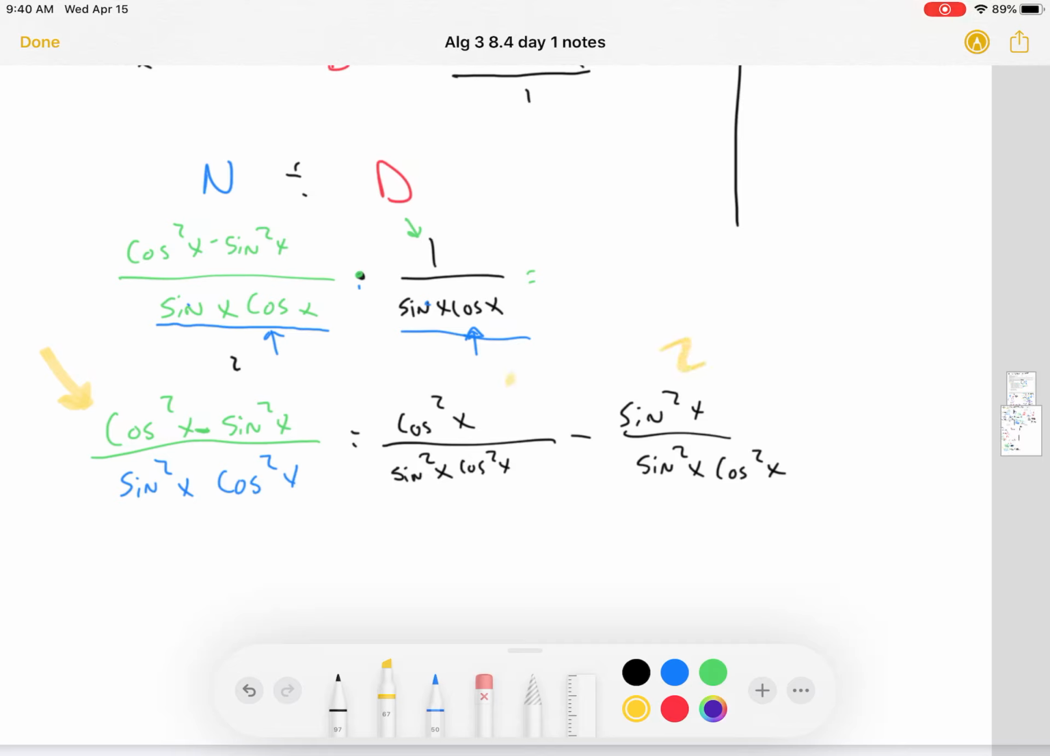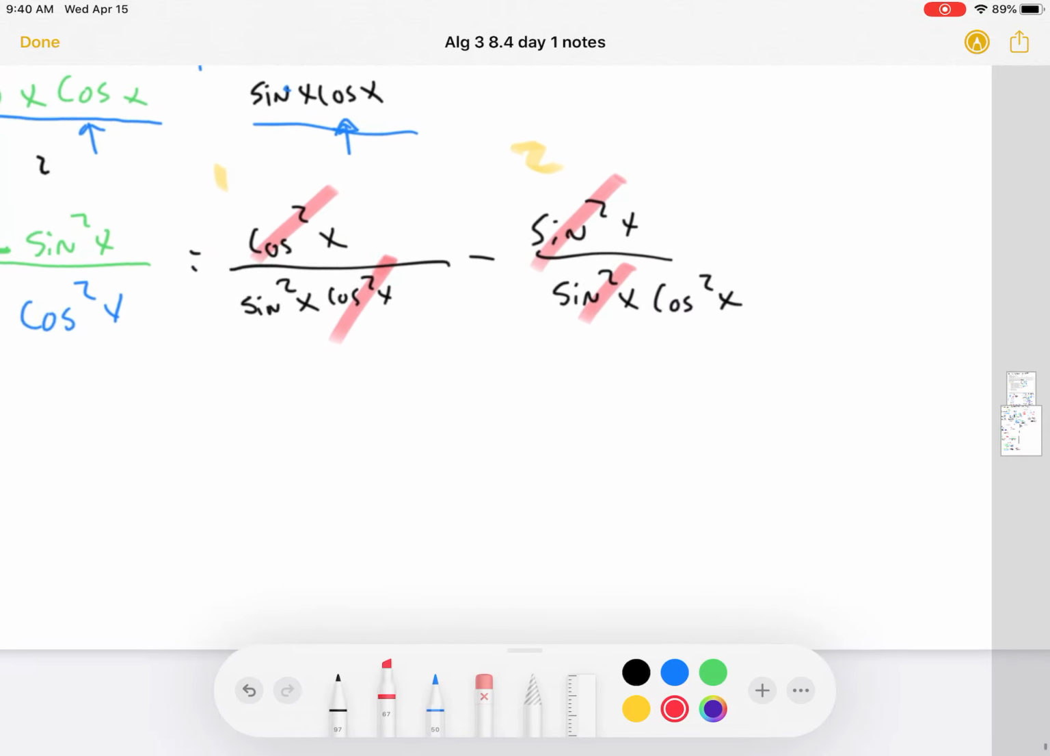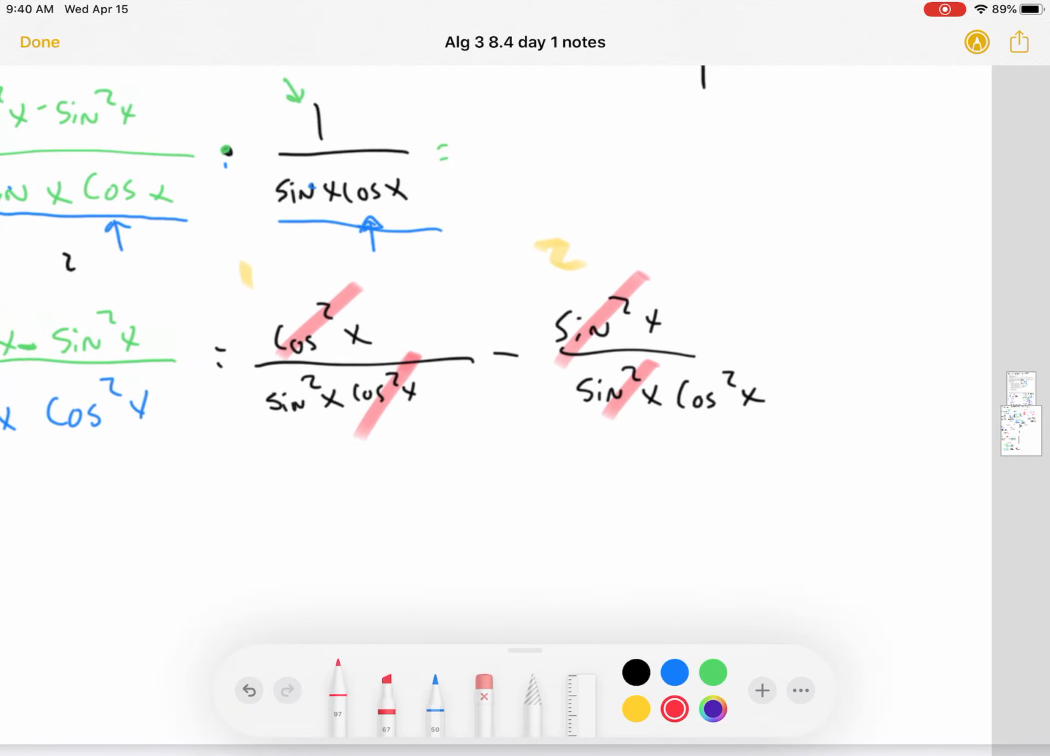Now, since I pulled this beast apart into 2 parts, part 1 and part 2, I now have one term on top of both fractions. Part 1 has one term on top, one term on bottom. Part 2 has one term on top, one term on bottom. Now I can start canceling things. In part 1, there's a cosine squared up top, there's a cosine squared on bottom. I can get rid of those. Part 2, sine squared on top, sine squared on bottom. I can get rid of those.